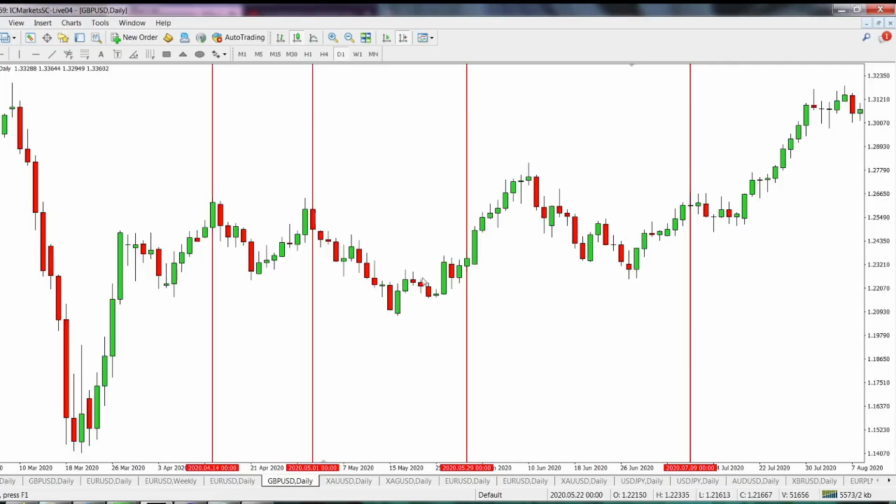Very simple example. Don't use it in your trading. It's just for demonstrative purposes. So we got 19, 20, 21, 22, 23, 24, 25, 26, 27, 28, 29, 30, 31, 32, 33, 34, 35, 36, 37, 38, 39, 40. Here we go. So this one, and it shows the next cycle continuing.